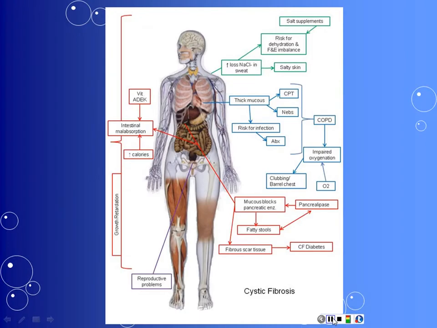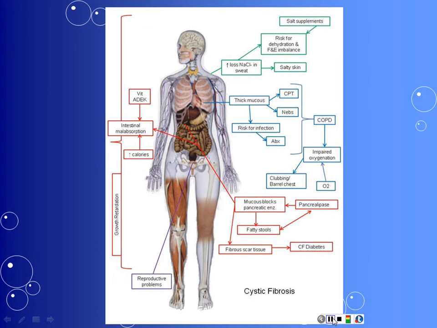So this is our little man. He's on your sheet, your case studies. And the good thing about CF is it affects the whole body, pretty much every system when you look at it. So, starting with respiratory, which is up here kind of in the blue on the left, on your right, sorry.